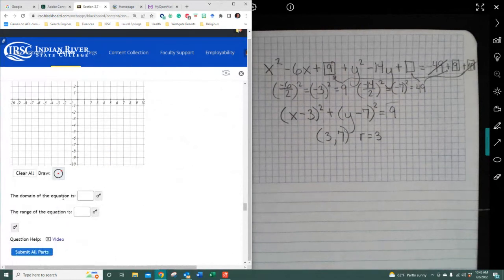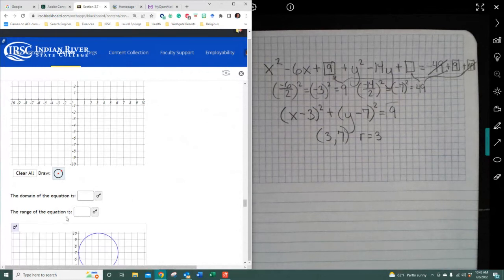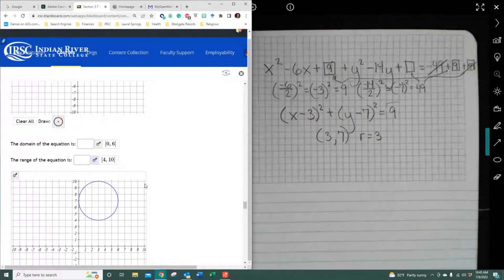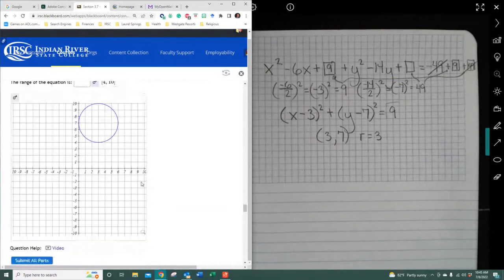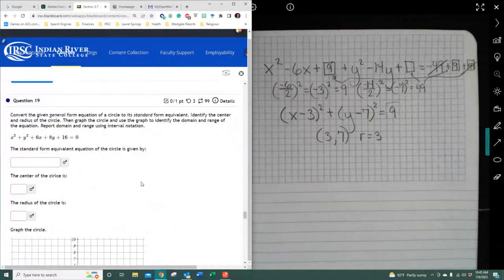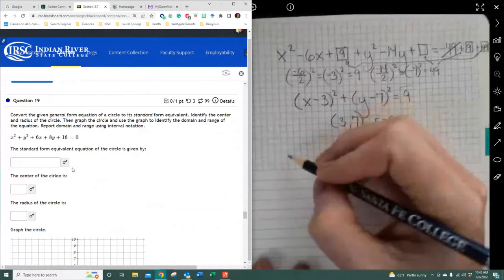And then you state the domain and range. Okay? So I'm going to go ahead and just show you what that looks like. All right, and here we have it. Okay? So that's how you handle circles. This is a very fast lesson. I'll do that one more time with you guys, and then that'll be it. Then you have the rest of this for yourself.